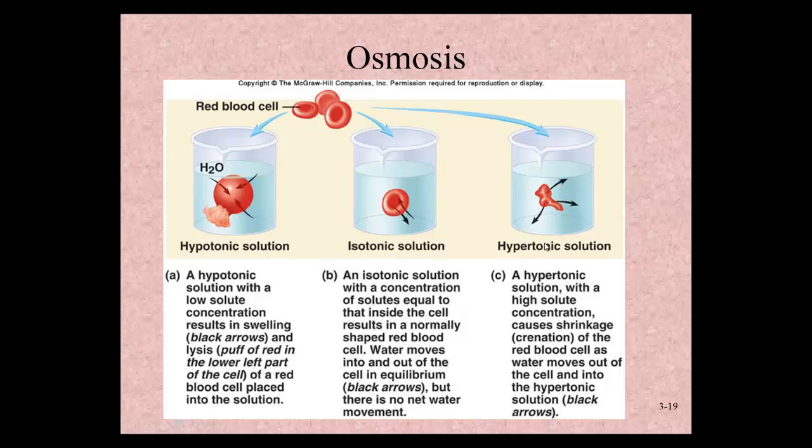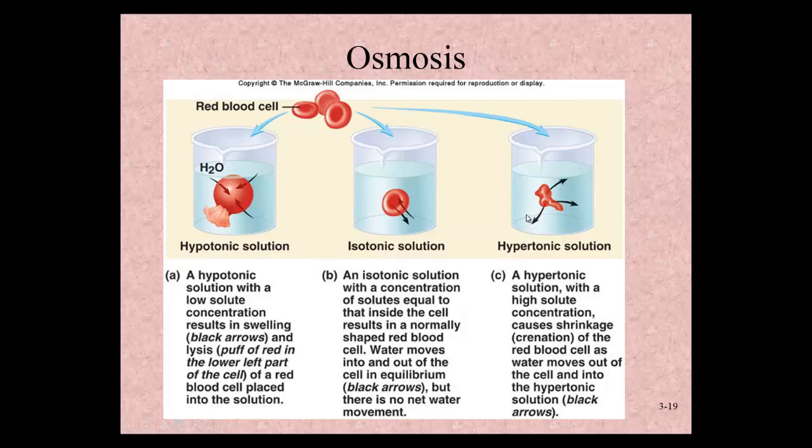Hyper means we have lots of solute, very concentrated. Maybe this is salt or sugar. It's very concentrated outside this red blood cell. And then inside the red blood cell, it's less concentrated with salt or sugar or some other solute. As a result, water by osmosis is going to flow from the less concentrated side to the more concentrated side.